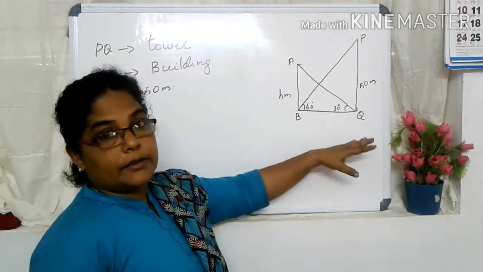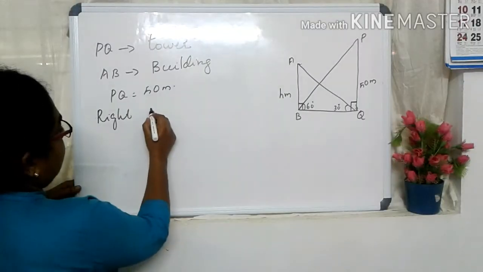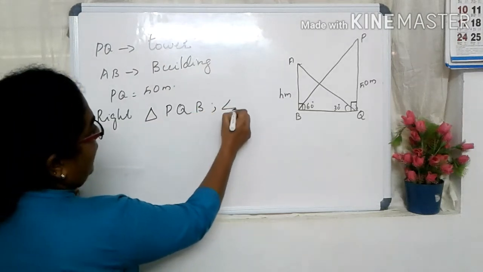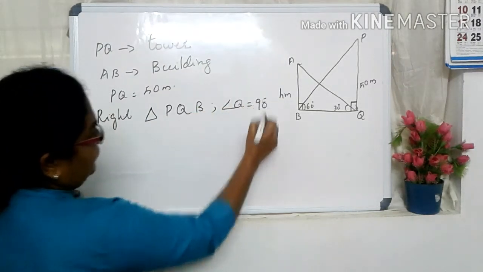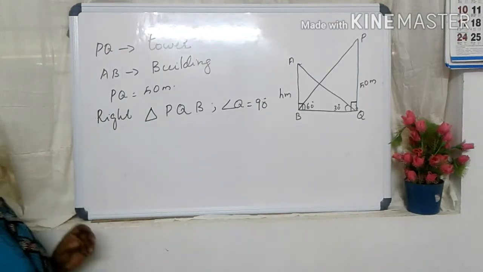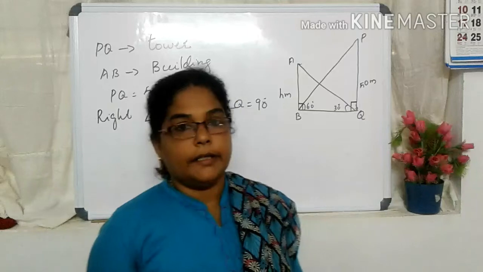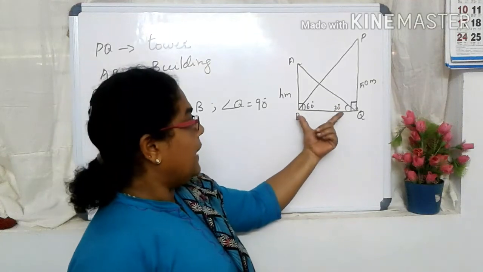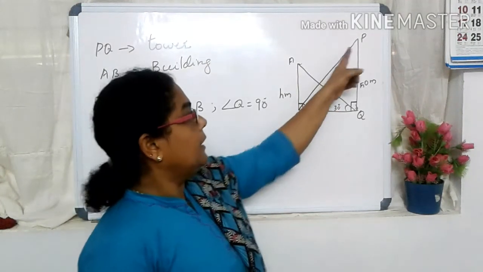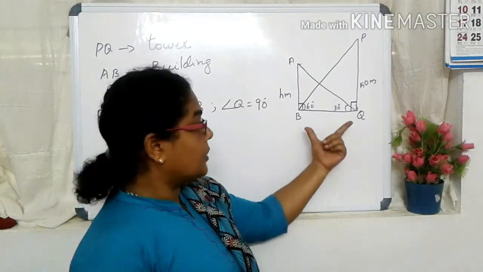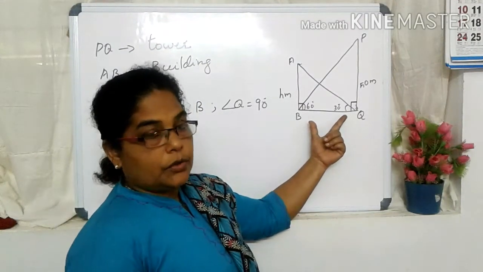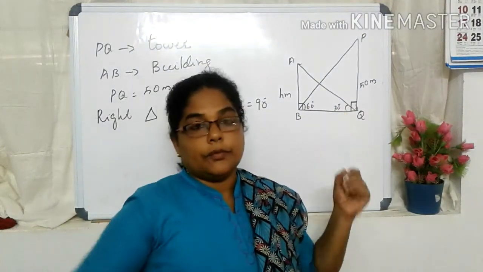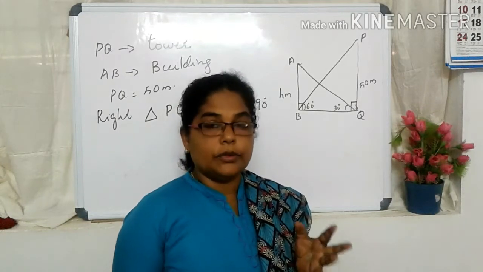So here we can apply trigonometric identities. In right triangle PQB, angle Q equals 90 degrees. Which trigonometric identity do we have to use here? The known thing is PQ, and the distance between this building and this tower is common, that is BQ. So with theta, opposite side and adjacent side, we have to use tan theta here.